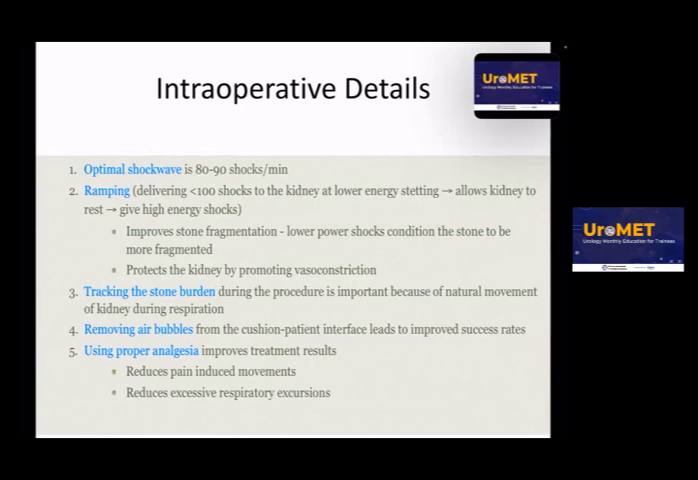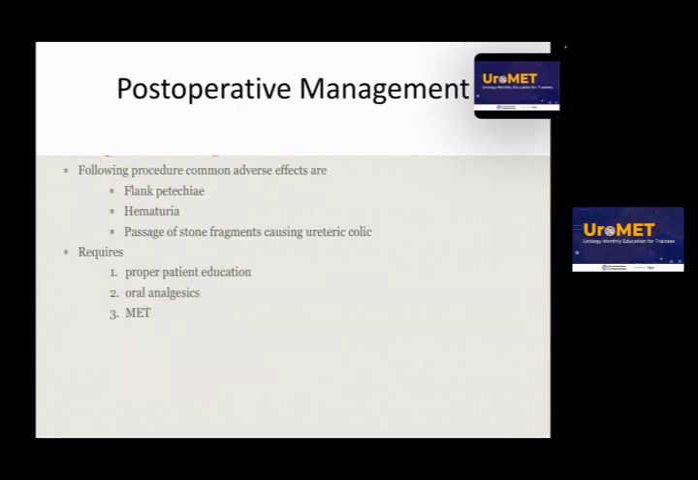And using proper analgesics, we have to use intramuscular or other proper analgesics to reduce the patient's movement during the procedure. And post-operative management: following the procedure, common adverse effects are flank area petechiae, ecchymosis, hematuria, and passage of stone fragments causing ureteric colic. So we have to properly educate the patient regarding the complications or side effects following ESWL, give adequate oral analgesics, and we can combine with medical expulsive therapy. The main complications are infection and hematoma formation.